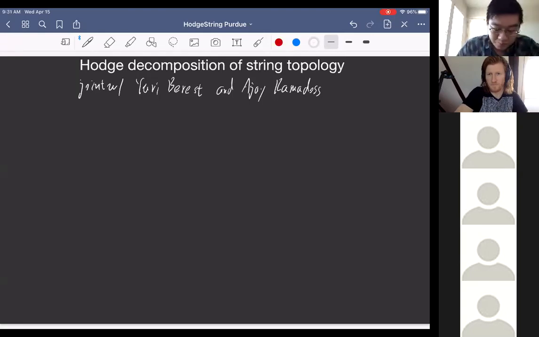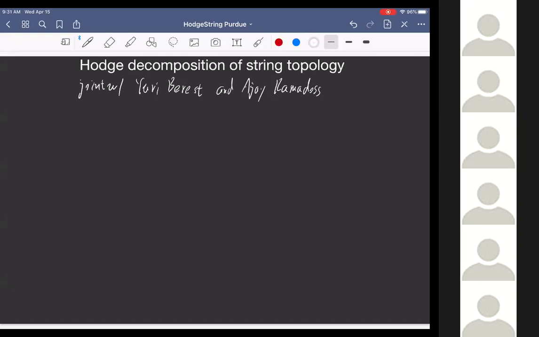Okay, so what I'm going to talk about is joint work with Yuri Berest and Ajay Ramadoss, and it's about Hodge decomposition of string topology. So let's just get started with some backgrounds. Okay. So the first part is string topology, just some background on string topology.